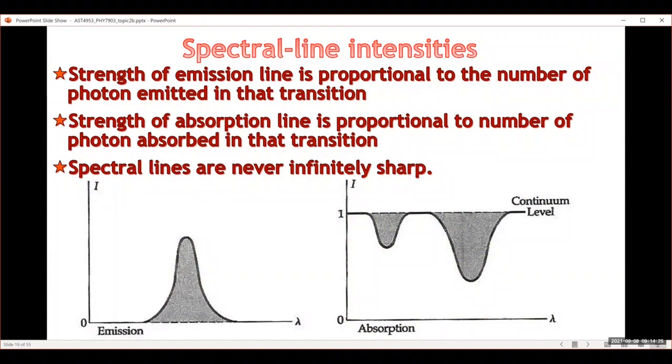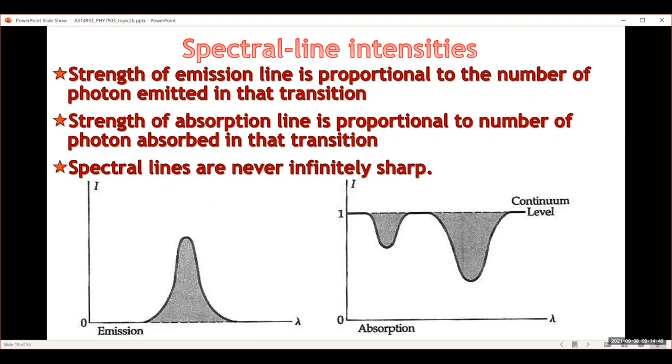Let's talk a little bit about the details of spectral lines. When we have an emission line, a whole bunch of atoms have electrons jumping from one energy level to another, giving us a photon. The number of photons emitted is what gives us how bright that line is. And so what you get is an emission line.